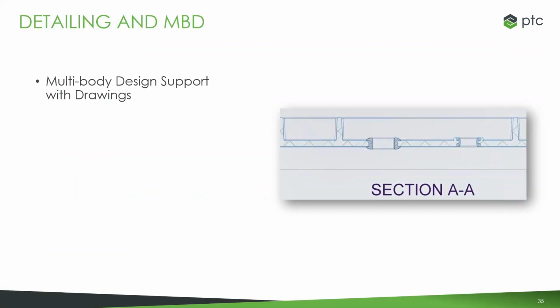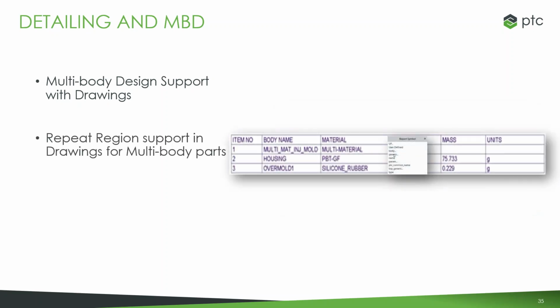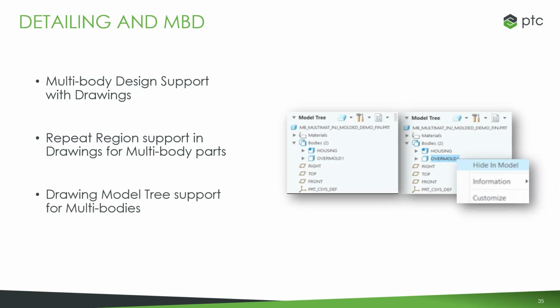And first, of course, we've included multi-body support for our drawings. If you have different bodies with different materials, even if they're in the same part, you can go ahead and make different cross hatchings to differentiate them. You can have different repeat regions in the drawing for multi-body parts, exclude certain bodies, include all of that in your tables. And then over in the drawing model tree, you could have control of those different bodies. So you can identify them, hide them, so your ability to keep it all straight.